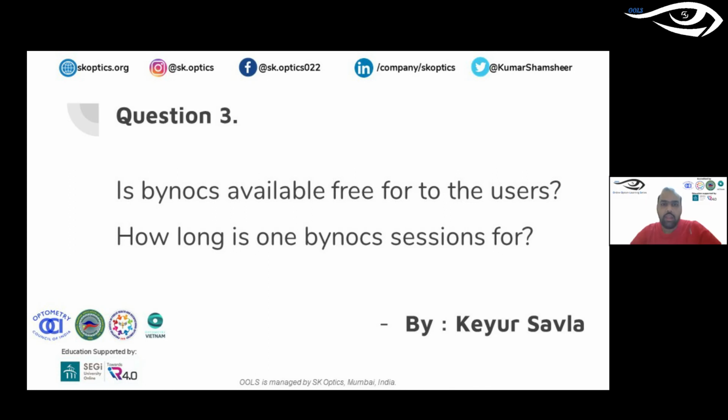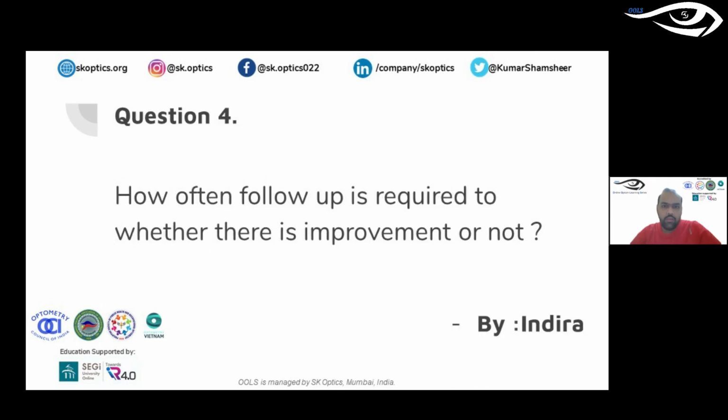Okay, and this follows the next question, which is on the follow-up schedule. How often do you need to follow up these patients at your practice if you're giving this as a home exercise? If you've given 20 sessions to the patient for amblyopia therapy, they have to do it every day.